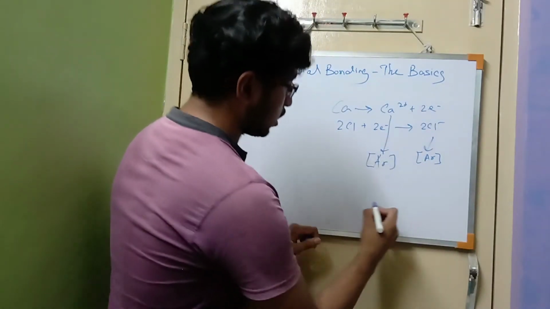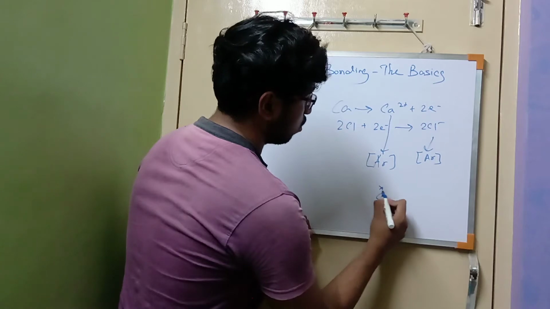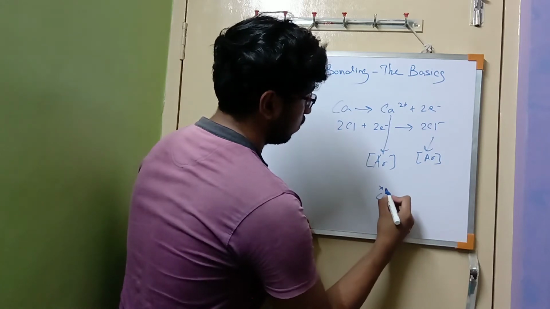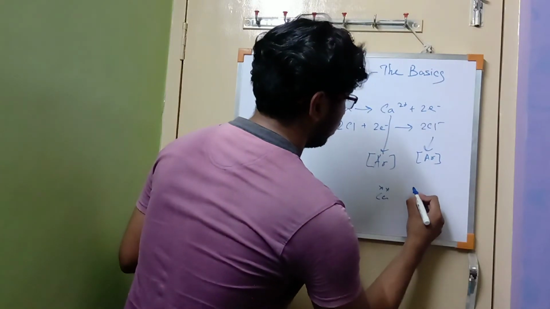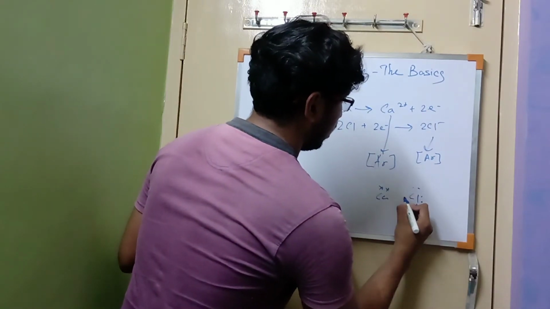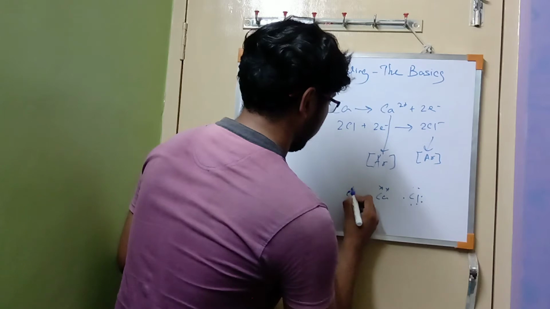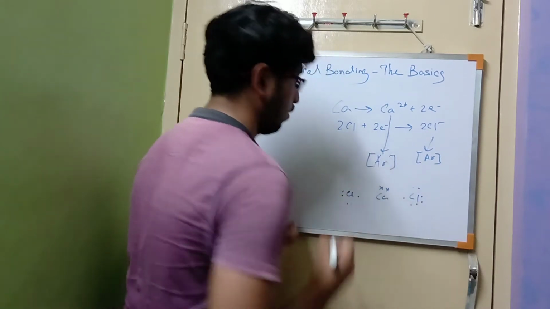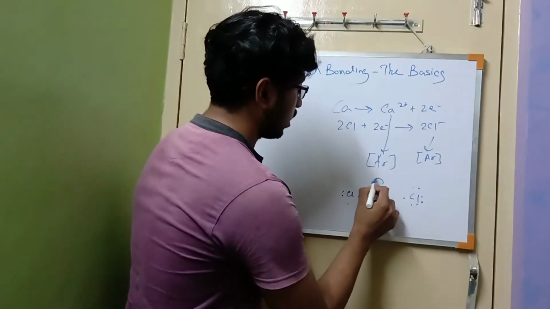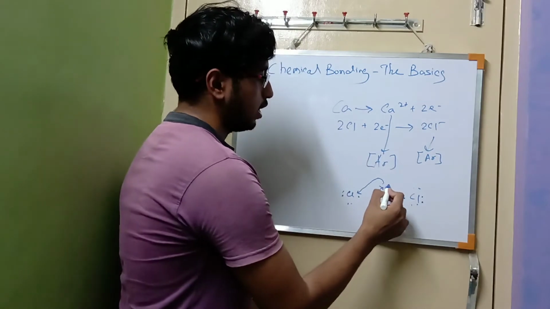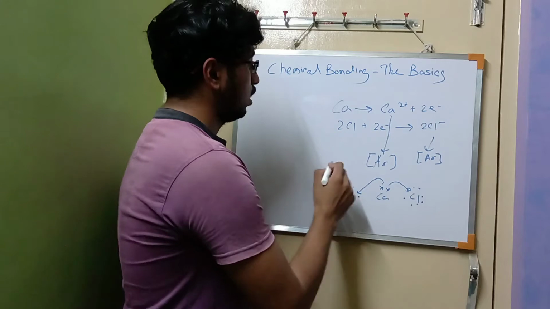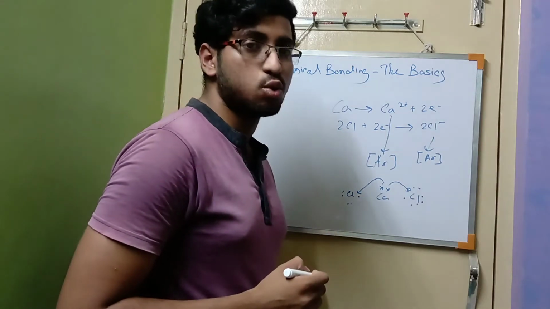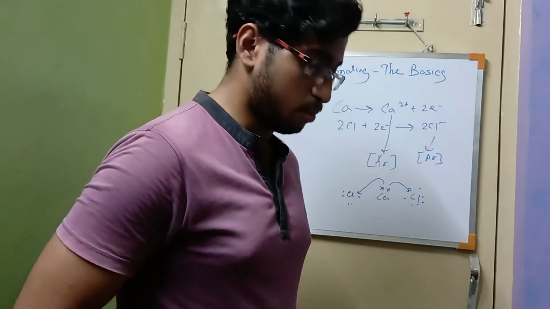So we can draw the structure as if we draw the electrons of calcium in cross structure and the electrons of chlorine in dot structure. One electron is transferred to this chlorine, another electron is transferred to this chlorine. So that's why there is the formation of a 1:2 complex in calcium chloride.